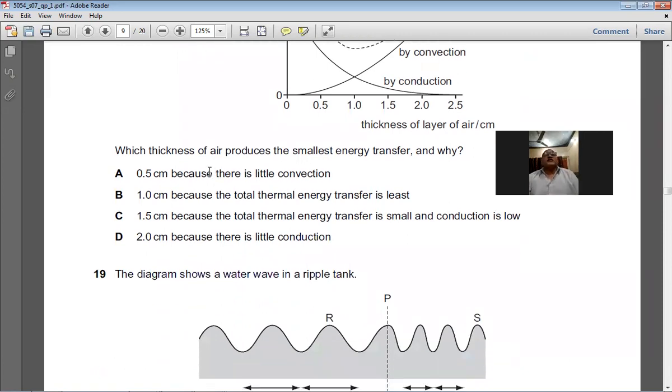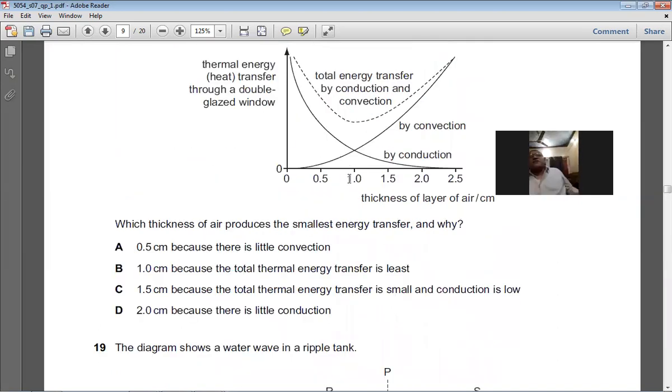Which thickness of air produces the smallest energy transfer and why? So there are many options. If this is 0.5 centimeter, there's a little convection. If you look at the graph here, at this value, I think 1 centimeter, this graph which shows the combined effect has the minimum value.